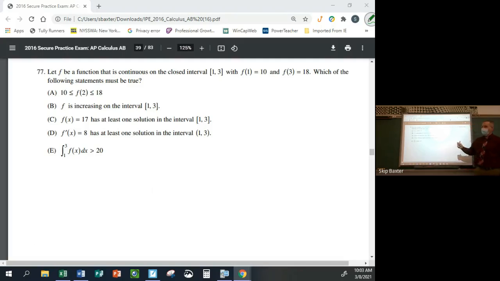So what I try and do, whenever they ask which of the statements must be true or must be false, it helps to think of counterexamples. If they're asking when it's true, think of a scenario where it wouldn't be true. In this case, they're telling you f of 2 is between 10 and 18. If f of 1 is 10 and f of 3 is 18, that doesn't necessarily mean it goes straight from here to here. It might dip down, right? So you could have a function that goes like that, in which case f of 2 is not between 10 and 18. So that rules out A.